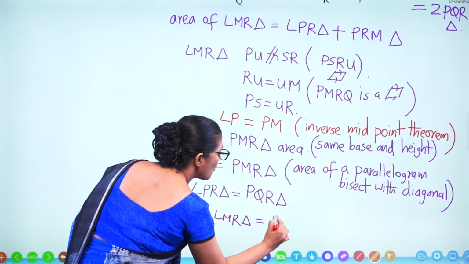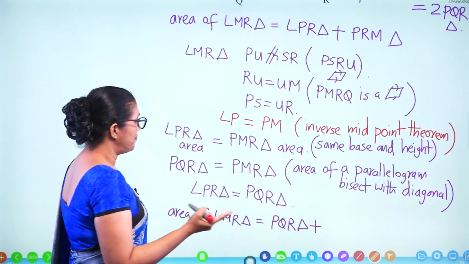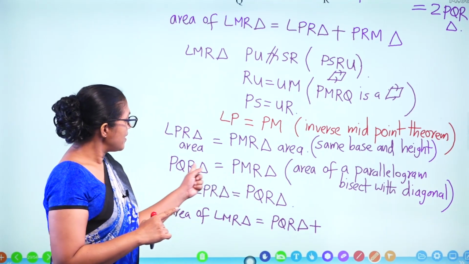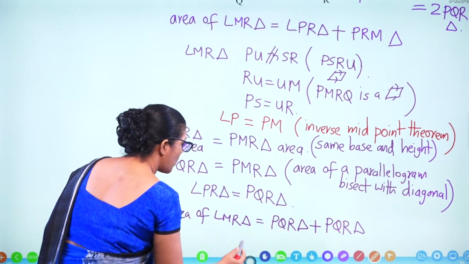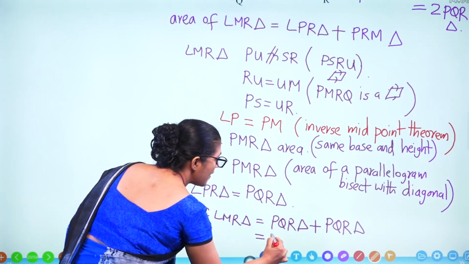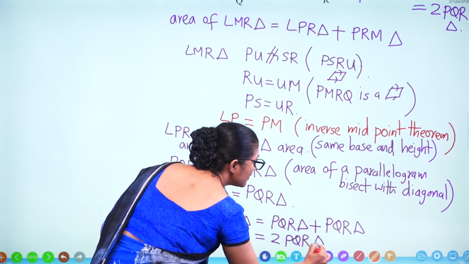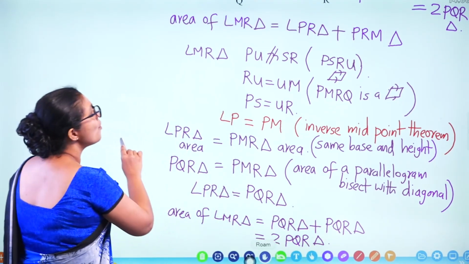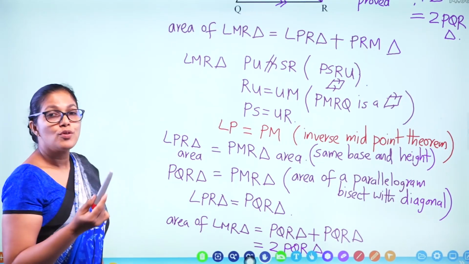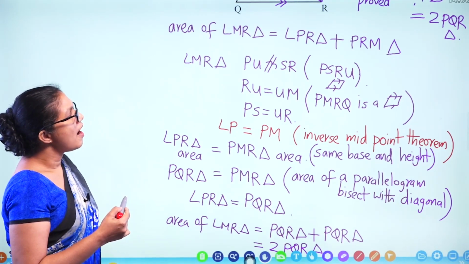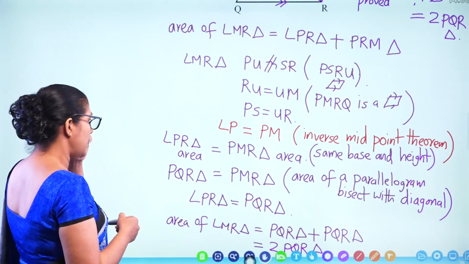LPR, I can write PQR triangle plus PRM. PRM or PMR is also PQR. So twice of PQR. So here same area twice, 2 times PQR triangle. So that's what we need to prove. Show that area of LMR is double, 2 times PQR area. So we prove that. So we'll see how you can get marks.